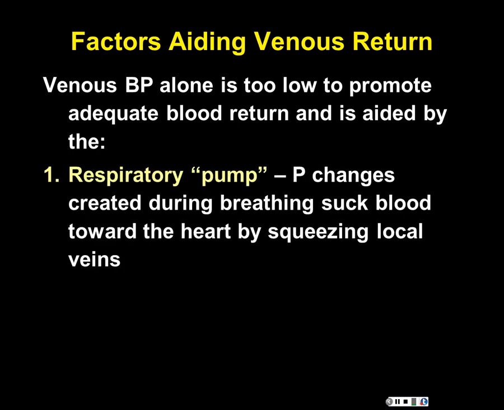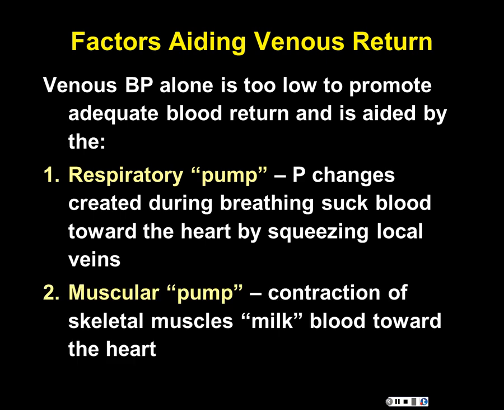It has a couple of mechanisms called pumps, and you notice I have the sarcastic air quotes. We don't have any other pumps in our body. We have only one true pump, our heart. But the way in which we're built, some other factors facilitate the return of venous blood. Some of you identified this in your lab that you turned in Monday or Tuesday, identifying the respiratory and the muscular pump.